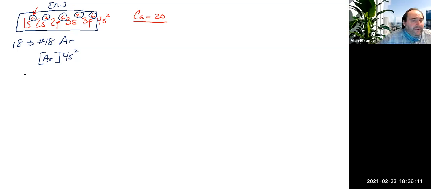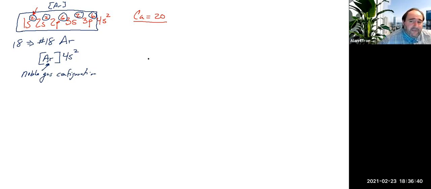Argon is a noble gas, so this is sometimes referred to as the noble gas configuration, which implies that it does need to be a noble gas that goes in brackets. So a shorthand that you could do is find the noble gas that comes right before whatever you're going to write, put it in brackets, and then continue on with the configuration.